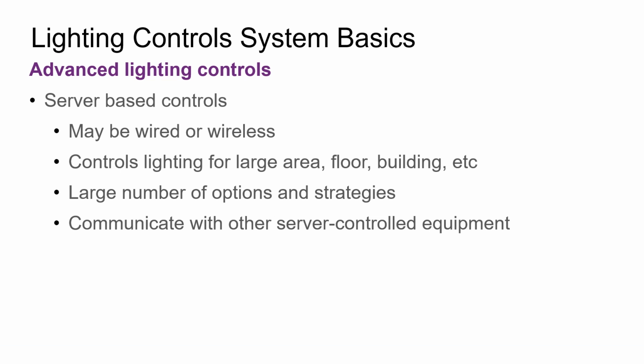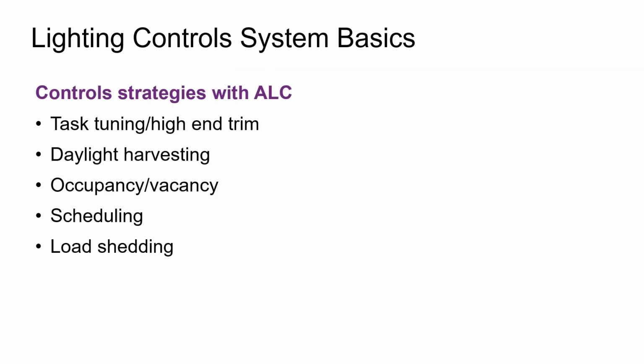Basic controls, which may be wired or wireless, are the most comprehensive type of advanced controls. These systems are tied to a computer or server. Strategies are many, with the possibilities available through the server. Communication with other control systems is also possible, including HVAC, window treatments, and so forth, which are available with advanced lighting controls, or task tuning or high-end trim, where light levels can be adjusted to the work in that space.